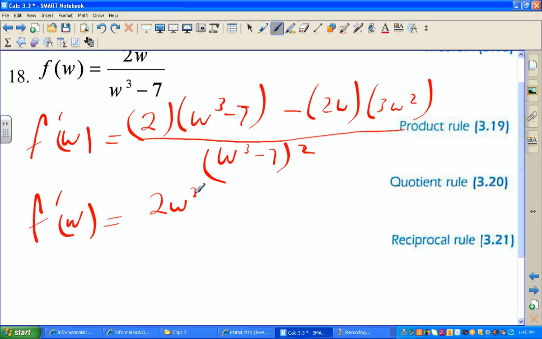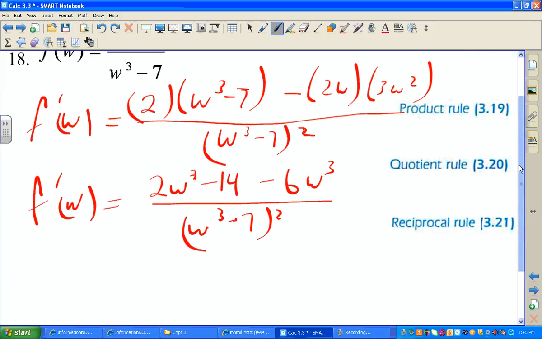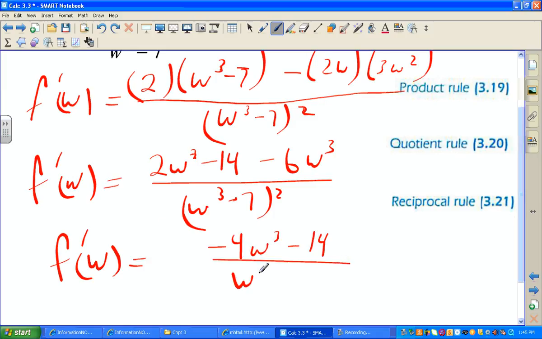2w cubed minus 14 minus 6w cubed all over w cubed minus 7 squared. Okay. Again, you have to multiply out this because it falls below the 2 times 3 term rule. I know, we should multiply out the last one too just for fun, but we didn't have to. F prime of w, negative 4w cubed, and obviously you're looking to see if you can factor in any way. In this one, I don't think you can. Okay. So, with that said, I think that would be your final answer.